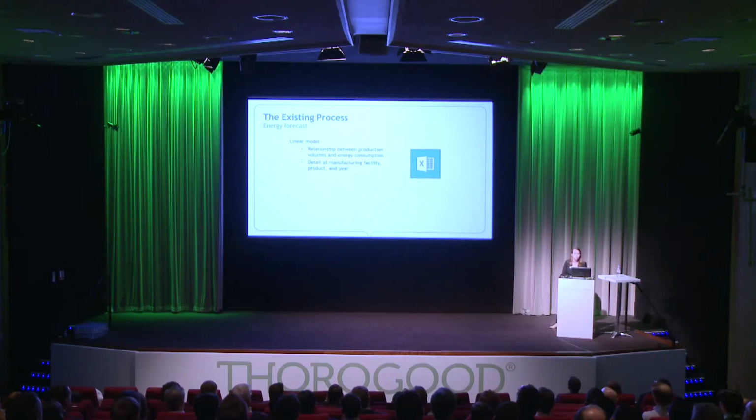So I know that I talked about how there's a relationship between production volume and energy consumption. How do we explain that relationship? He explained it using a linear statistical model. And in particular, he was looking at it at a detail of manufacturing facility, product, and year. So what he ended up with was, for a given production facility, one value for the upcoming year for the energy consumption forecast. And how did he do this? He used Excel.